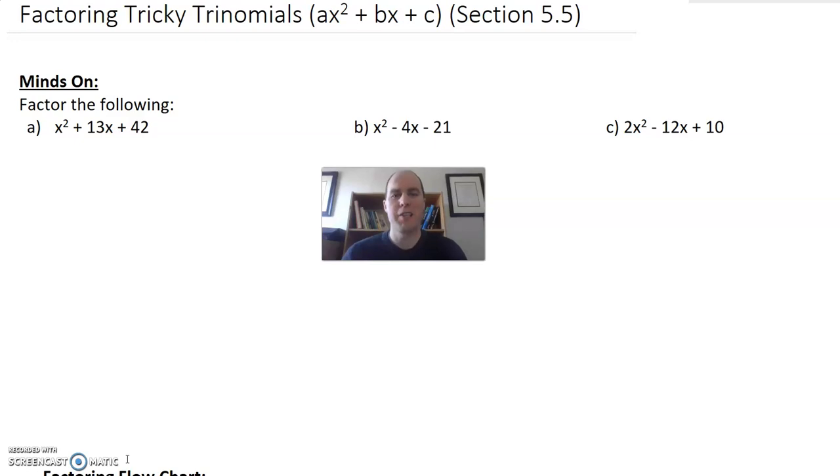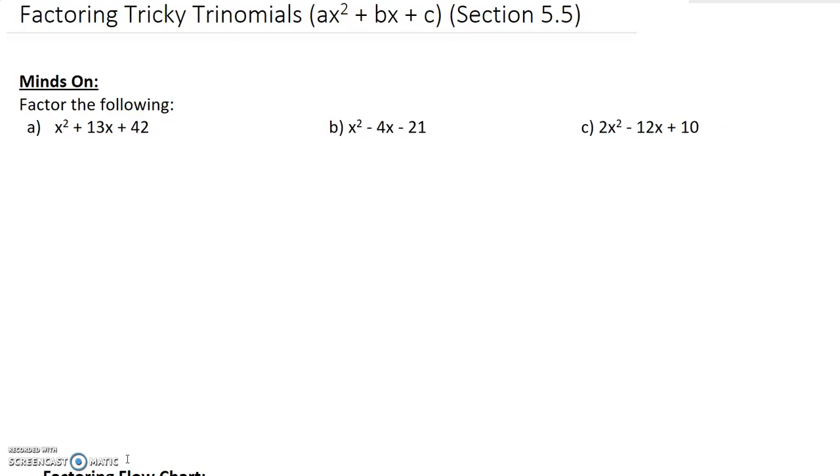Hi everybody, and welcome to this lesson on factoring tricky trinomials. That's trinomials that have a number in front of the x squared term. So we're going to look at how to do that. It's section 5.5 in the McGraw-Hill Ryerson textbook that we're using for grade 10 math. And the first thing we'll do is a few minds-on questions together here.